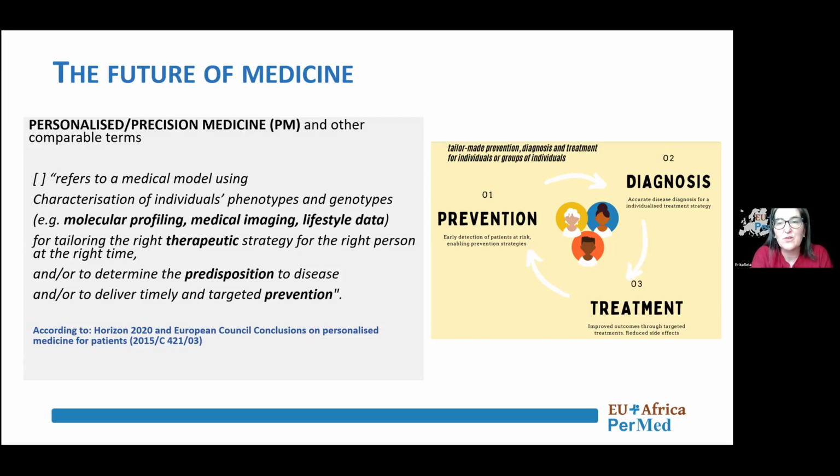So the idea is to really get hold of all the data available that in the end can facilitate a better therapeutic strategy for the right person at the right time, to determine the predisposition to disease and also to deliver timely and targeted prevention. So for personalized medicine, good access and management of data is essential.